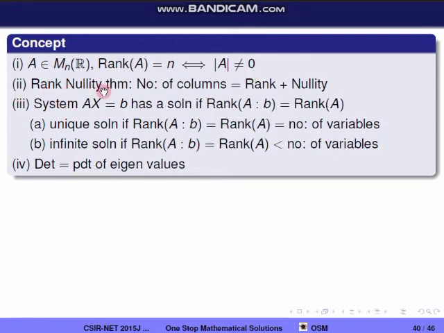Rank nullity theorem states that number of columns is equal to rank of the matrix plus nullity of the matrix. System Ax equal to b has a solution if rank of [A|b] is equal to rank A, and is a unique solution if rank of [A|b] is equal to rank of A is equal to number of variables, and is an infinite solution if rank of [A|b] is equal to rank of A less than number of variables. Note that determinant is equal to product of eigenvalues. So now we'll move on to the question.